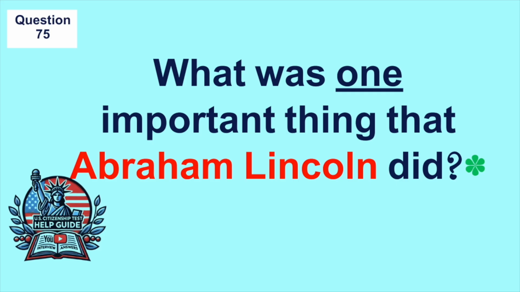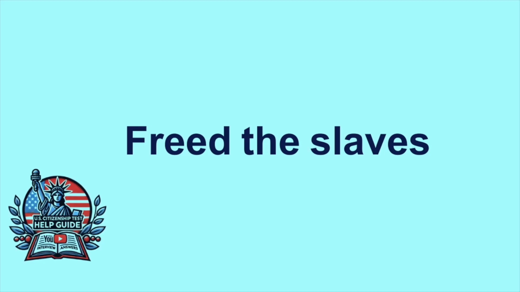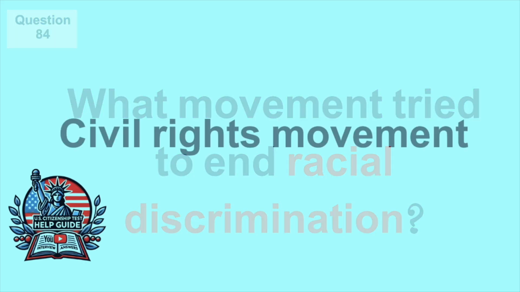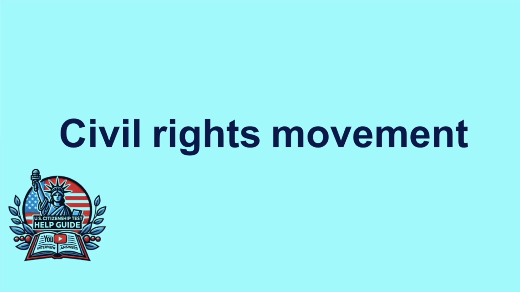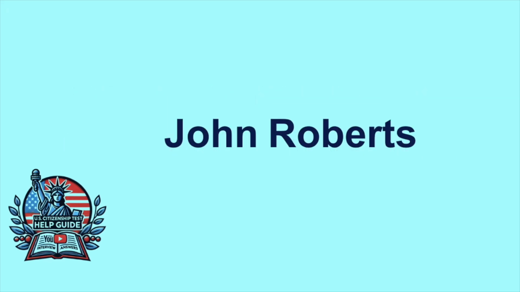What was one important thing that Abraham Lincoln did? Freed the slaves. What movement tried to end racial discrimination? Civil rights movement. Who is the Chief Justice of the United States now? John Roberts.